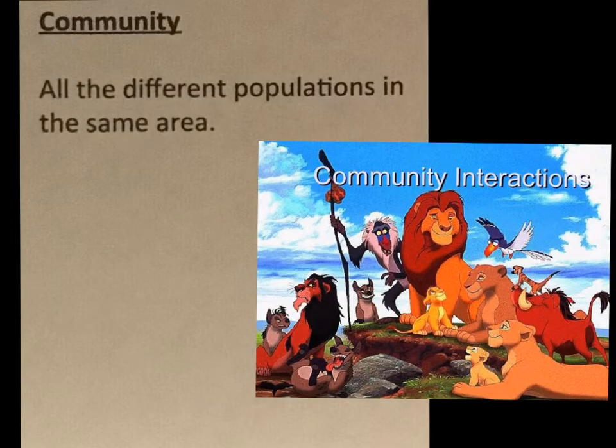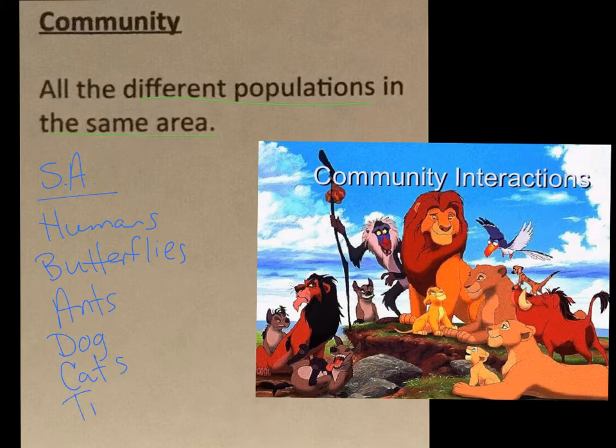So now we have the community. So now here we have all the different populations in the same area. So for example, let's look at San Antonio as an example. We have all the humans. We have a bunch of butterflies. We have ants. We have dogs. We have cats. We have all sorts of trees. We have different plants, flowers, all that. So when you put all these different populations together, since we're all different species, now we have our community because we all live in the same area.